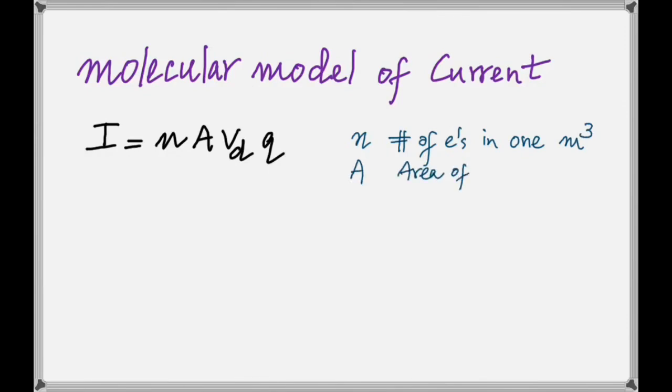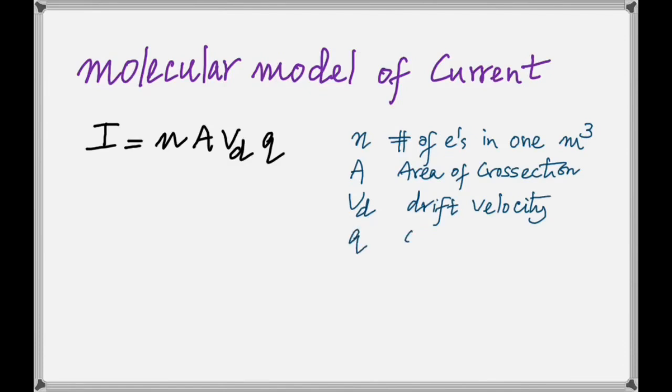A is the area of cross-section. Then you have the drift velocity, which is really small, and q is the charge of the electron.